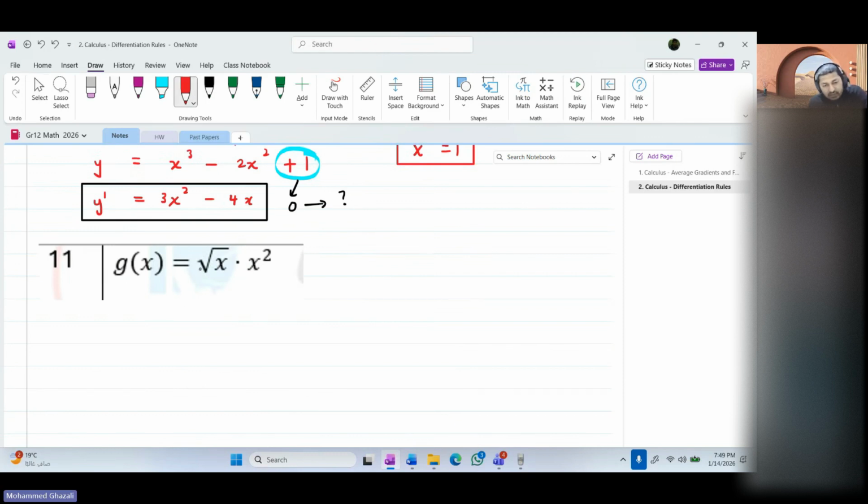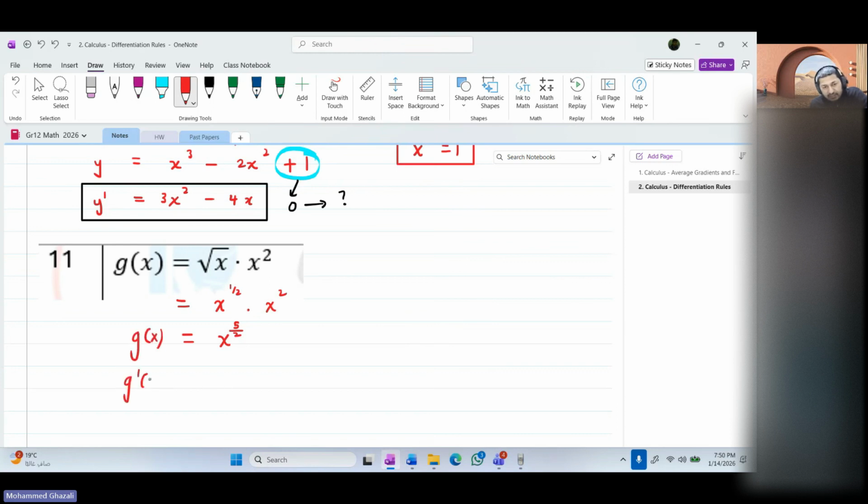g of x is equal to square root of x times x squared. So square root of x is x to the power half and x squared is x squared. Now you are multiplying powers with the same bases, so we need to add them up. So that becomes x to the power 2 plus half. 2 plus half is 2.5, which is 5 over 2. Right, that is g of x.